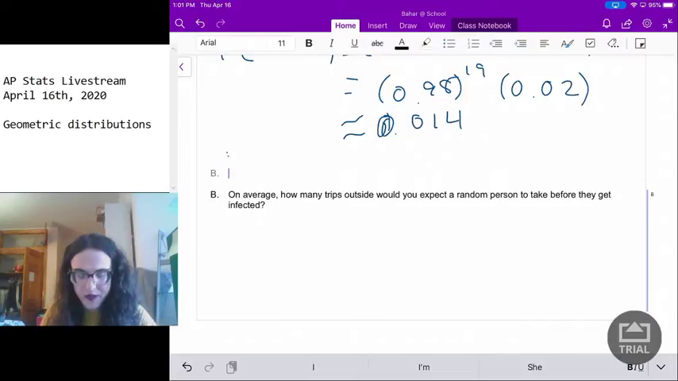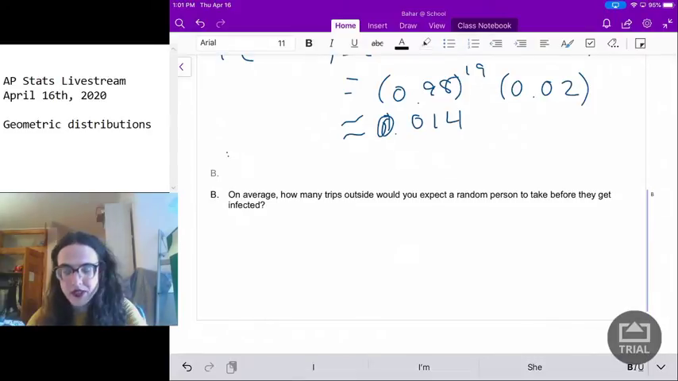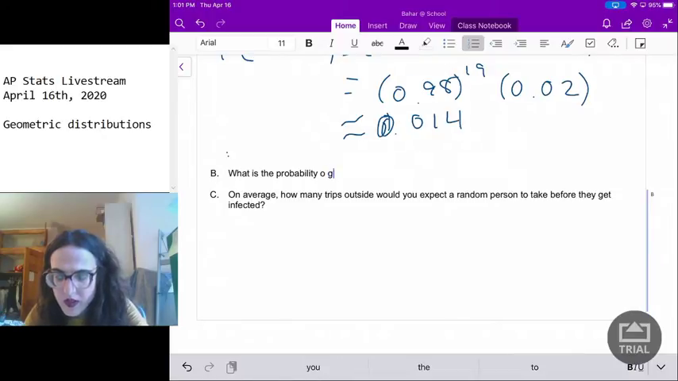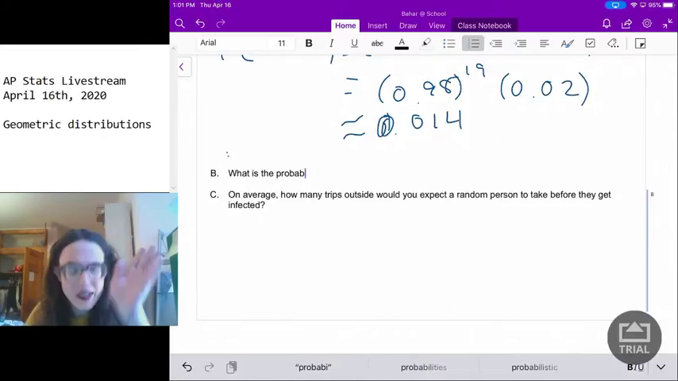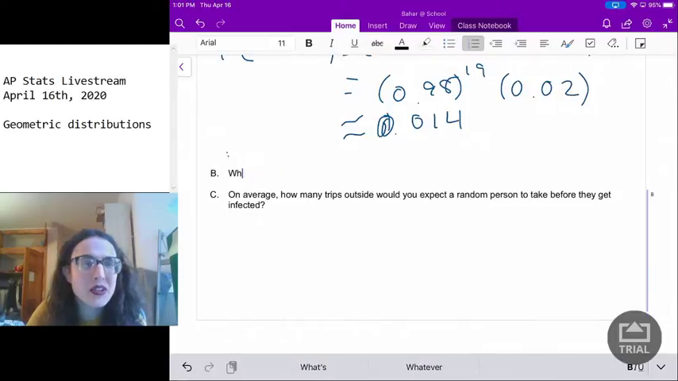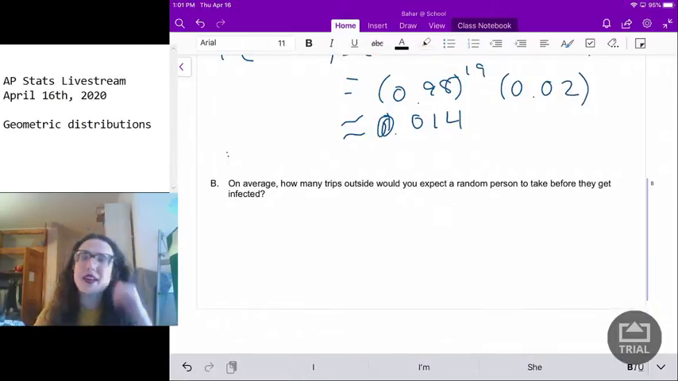And we're back. Okay, so I'm going to introduce a new question here. So asking ourselves, what is the probability of... never mind. This stream's already running a bit long, so let me just answer the second question and finish this up for today. On average, how many trips outside would you expect a random person to be able to take before they get infected?